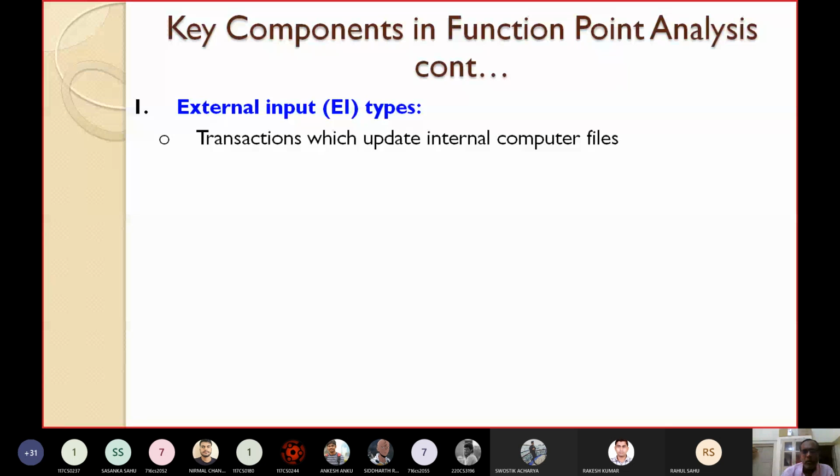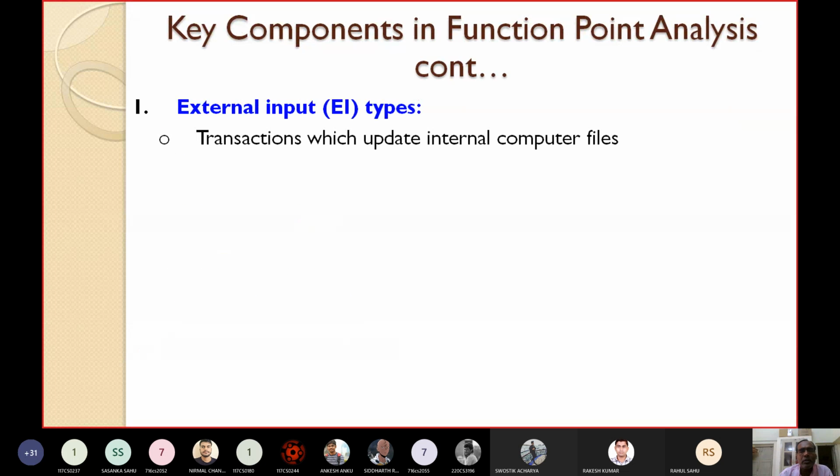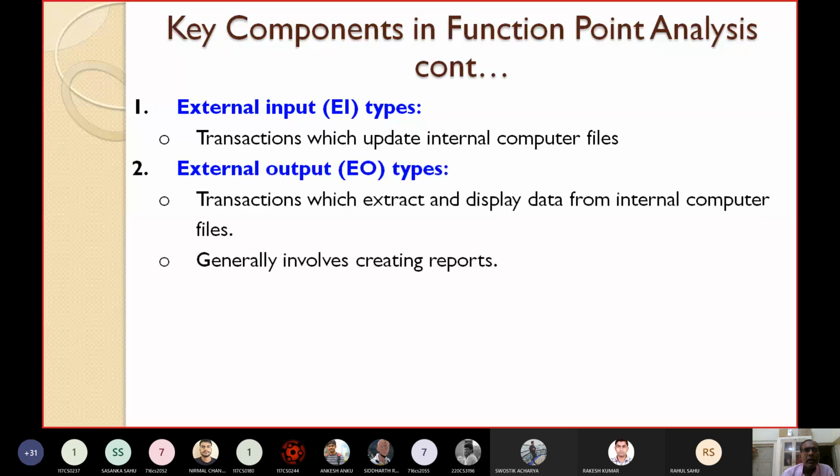Now let's define one by one. What is the first one? External input. So what do you mean by external input? Very simple. These are the transactions which update the internal computer files. By external input we mean what input you are giving to your computer system. These are the transactions which can update the internal computer files. We call them external input.